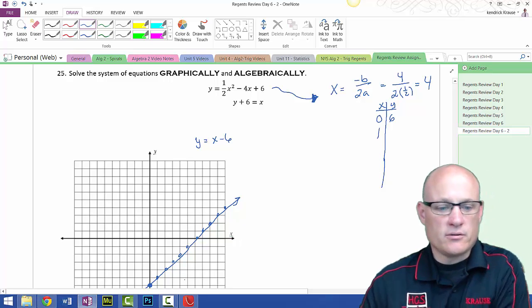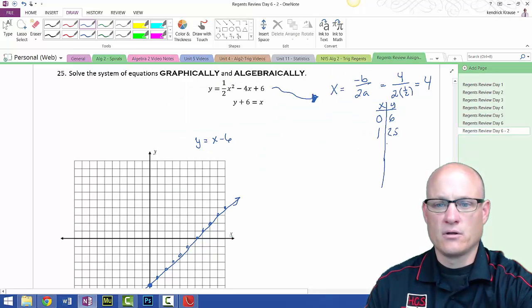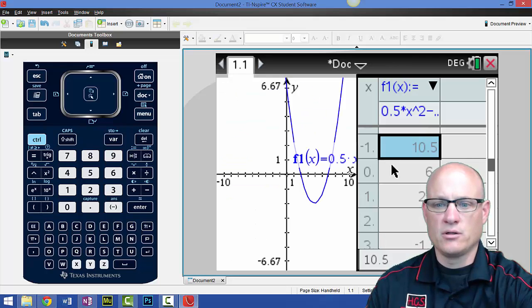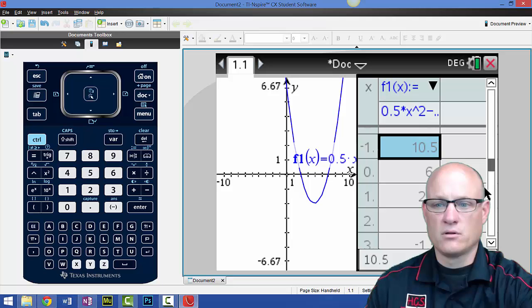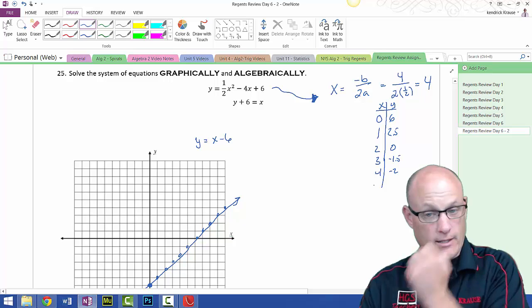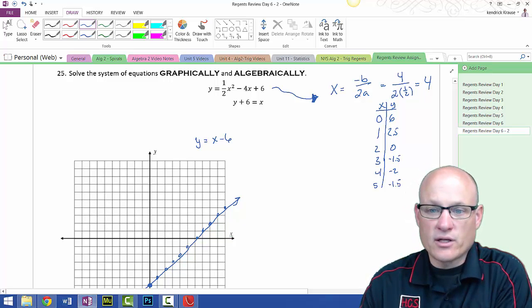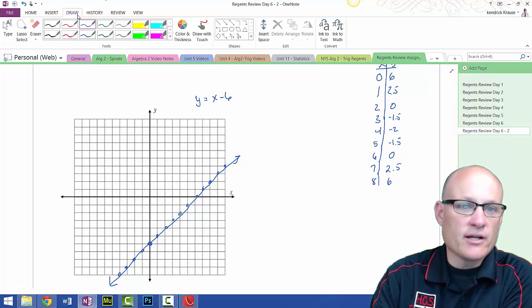1, 2.5, 2, 0, 3, negative 1.5, 4, negative 2, 5, negative 1.5, 6, 0, 7, 2.5, 8, 6. All right, I should have done this in a different color, but alas, I did not. We're going to do it in red, though.